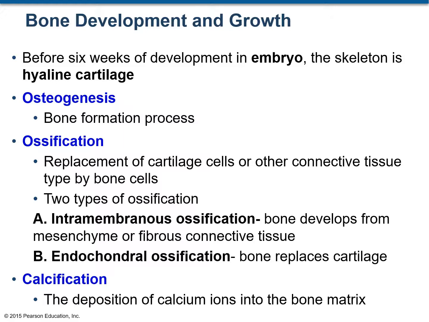So we have to learn about three important terms here. The first one is osteogenesis. Osteo is bone, genesis is birth. So any process, or all of the processes, that involve bone formation is osteogenesis.